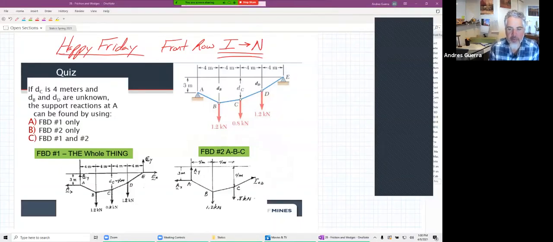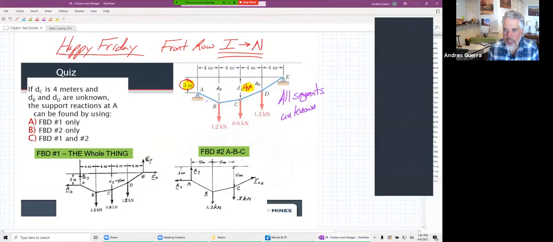Feel free to annotate a few things on what we wrote down last time. We know that DC is 4 meters. That is the only known vertical distance to one of our interior points. We also know this 3 meters over here. So we have a 3 meter distance right there and a 4 meter distance right there. What that means is that we don't actually know the slope of any of our segments. All the segments have an unknown slope.